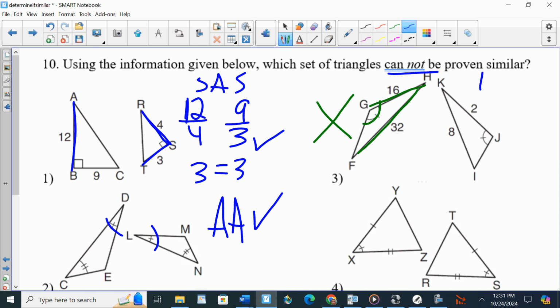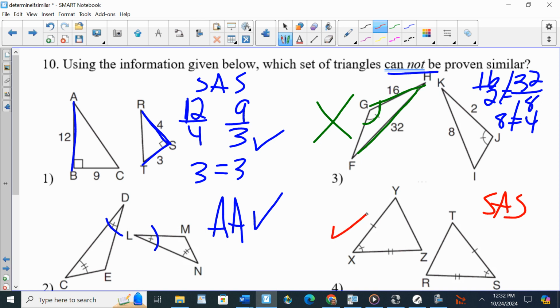Also, if I set up a proportion, 16 over 2 equals 32 over 8, this reduces to 8, this reduces to 4. They're not in proportion, and the angle's not in between the two sides. So for both those reasons, that one's out. And choice 4, since the sides are marked congruent, if they're congruent, they're in proportion, a ratio of 1 to 1. So this is very clearly SAS, which works. Which one doesn't? Choice 3.